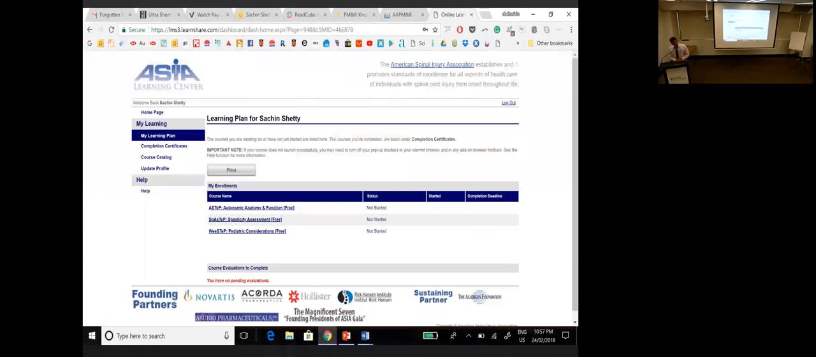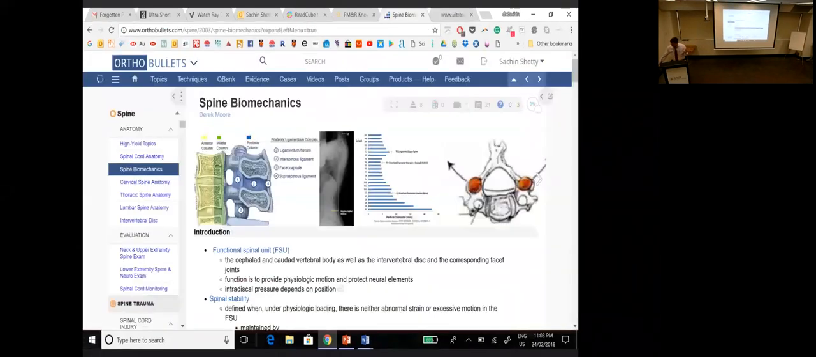Similarly, ASIA offers a learning module where you can look at neurological assessments and the anatomy and physiology of the spinal cord. So there's a free learning module there as well. This is mandatory for anybody who comes and does a Prince of Wales spinal term, or rehab for that matter.